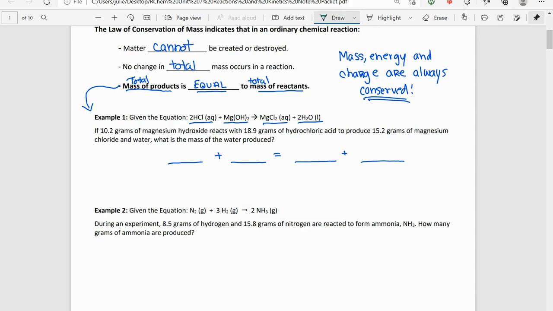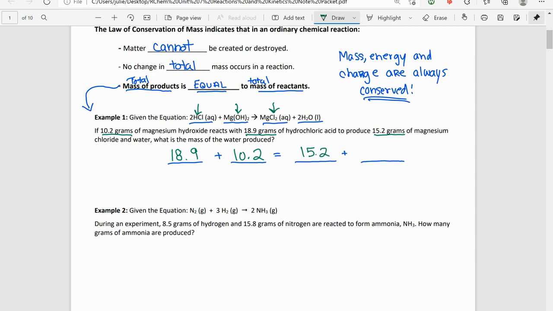So if we look and read the equation, we have 10.2 grams of magnesium hydroxide. I'm going to find up here in the equation where magnesium hydroxide is. It's one of my reactants. I can put it in either spot over on the left-hand side, but it has to go on the left. So that's going to be 10.2. It reacts with 18.9 grams of hydrochloric acid, which is HCl. That's also a reactant, so I'm going to put it on the reactant side as 18.9 there. And then it's going to produce 15.2 grams of magnesium chloride, which is one of my products over here. So I'm going to put my 15.2 over on the right-hand side.